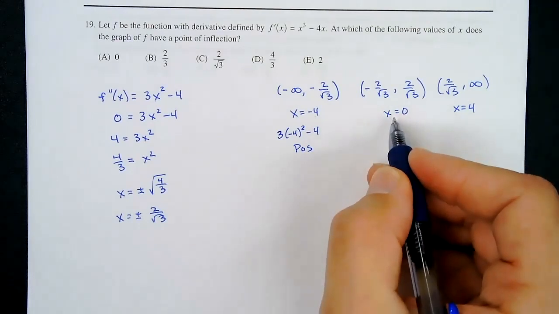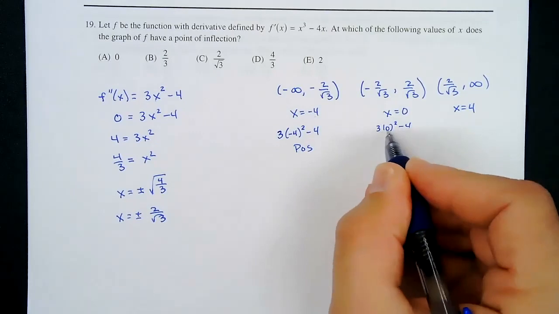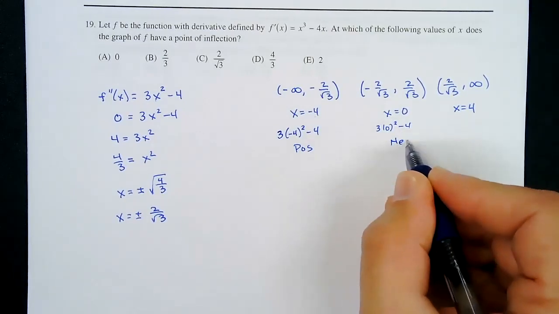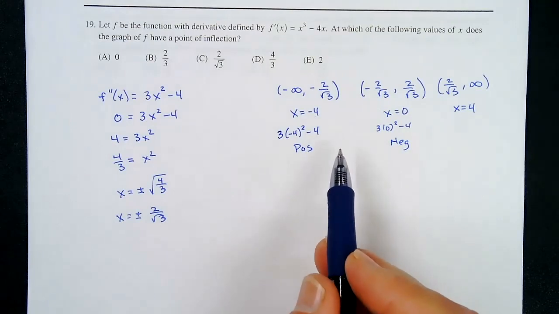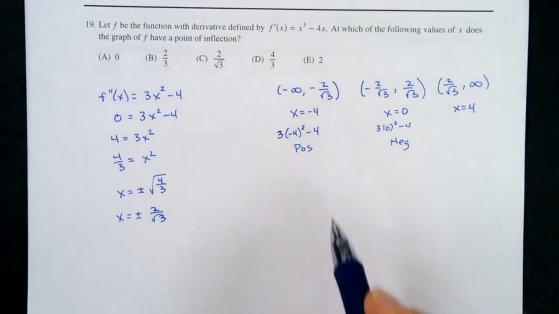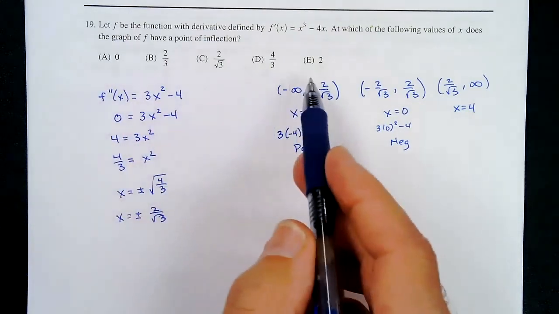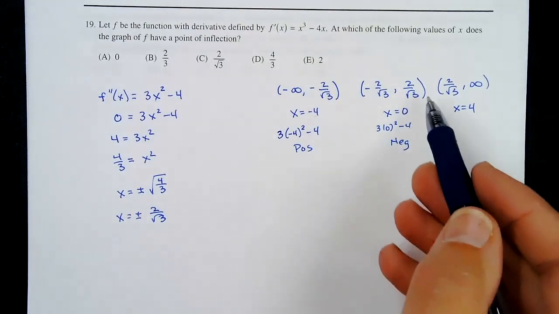How about when we put 0 in here? Well, that'd be 3 times 0 squared minus 4. Well, that's going to be 0. So this one's going to be negative. So that means we have a point of inflection at x equals negative 2 over square root of 3. But you look, that's not one of our choices, right? So it's going to have to be this one right here, right?